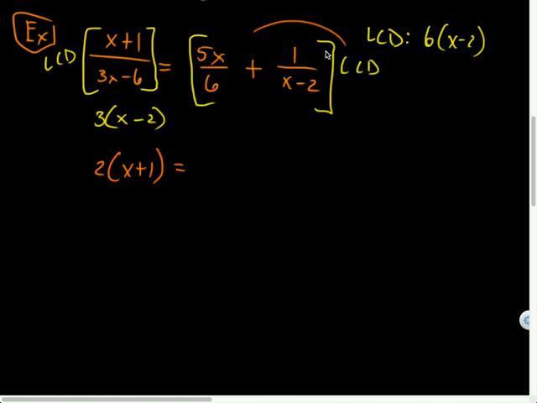When I multiply the LCD by this first fraction, let's divide first by 6, and what would cancel out? 6. So I'd be left with 5x times x minus 2. And when I multiply the LCD by this fraction, what cancels out? X minus 2, so I'd be left with 1 times 6. Right? And now notice, I've killed all the fractions.